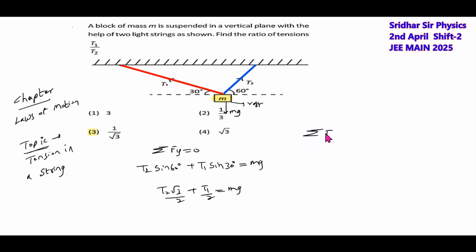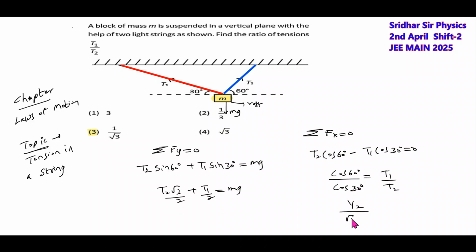Similarly, at equilibrium, the net force along the x-axis must be 0. So T2 cos 60 degree minus T1 cos 30 degree should be equal to 0. So along x are these forces, T2 cos 60 and T1 cos 30. He's asking the ratio of tension, T1 by T2, which is cos 60 degree by cos 30 degree. Cos 60 is 1 by 2, cos 30 is root 3 by 2. So T1 by T2 will be 1 by root 3.